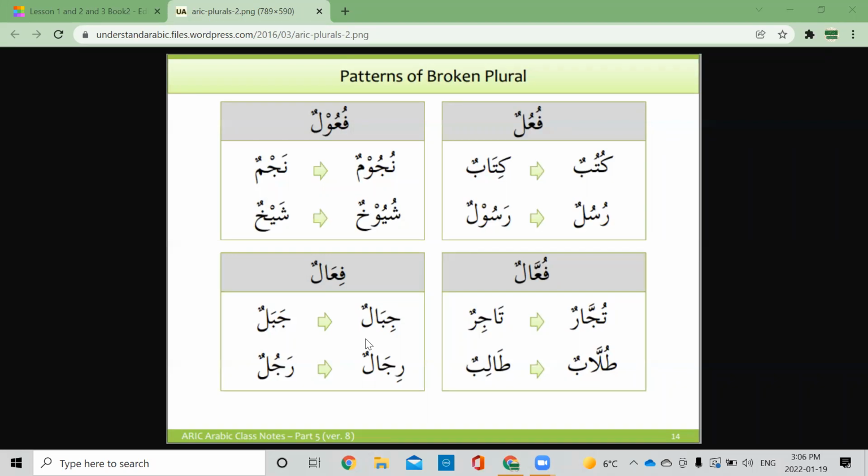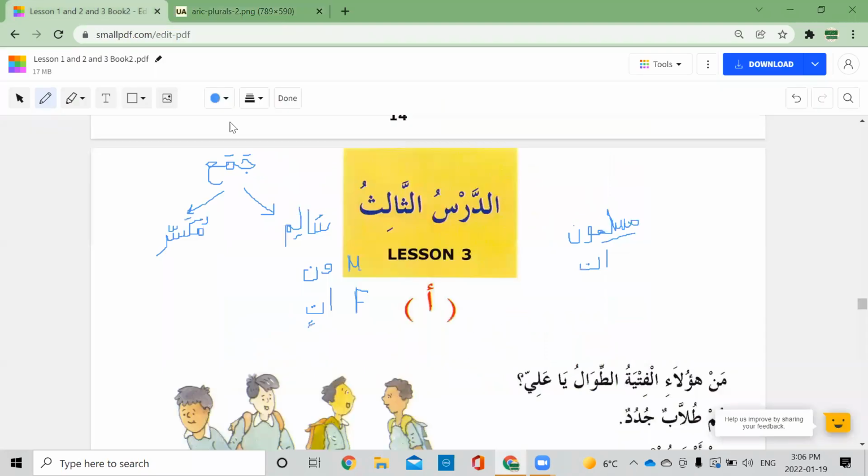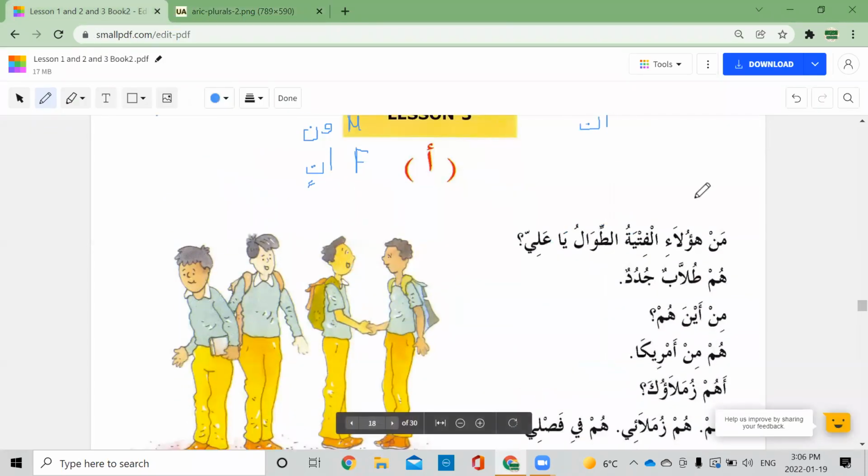Now there's no set rule for which words will be which. So when we are learning them, we have to learn which pattern each one is on. There's no set rule that, for example, all of these types of words will be on this pattern. Okay. There are a few other patterns as well that I'm missing here, and when we come across them in the lesson, then I'll mention them, inshallah. Okay, so that was just an overview.